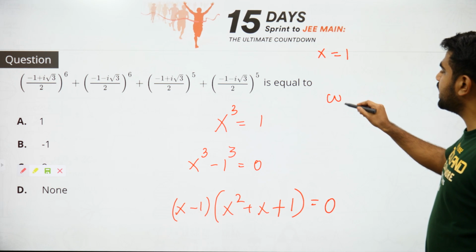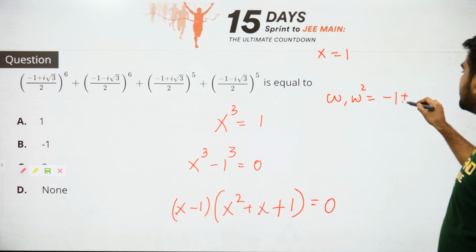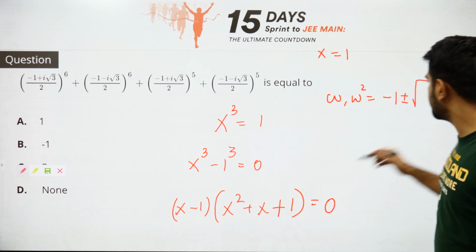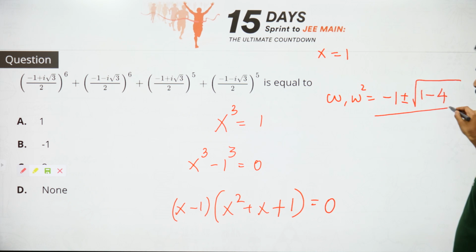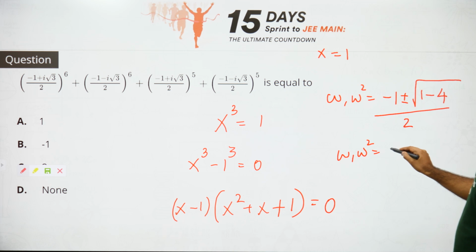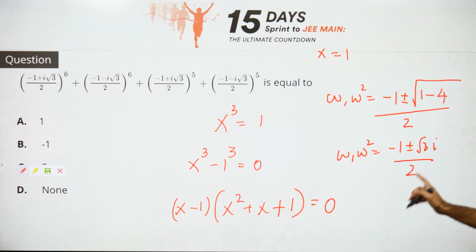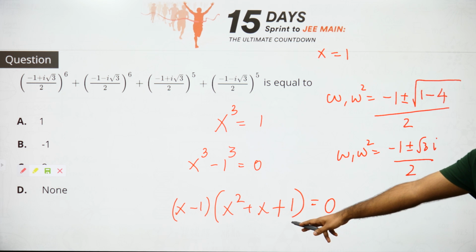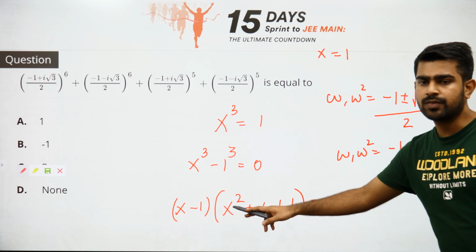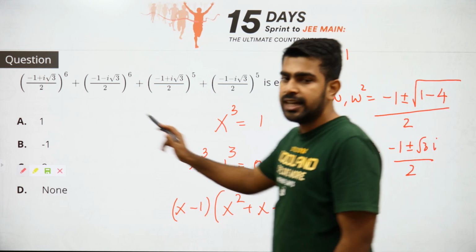So what are they? Omega and omega square are nothing but minus b plus or minus square root of b square minus 4ac by 2a. So what is omega and omega square? They are nothing but minus 1 plus or minus root 3i by 2. Did you all understand this? So I took that expression over here, and from this I get omega and omega square. Now, can you relate with the question?